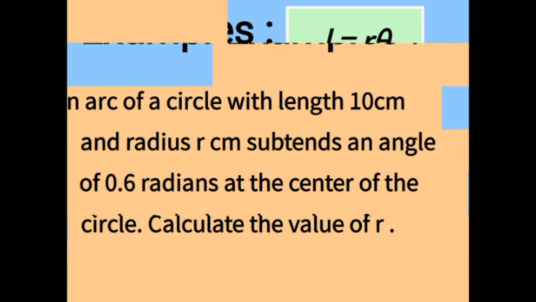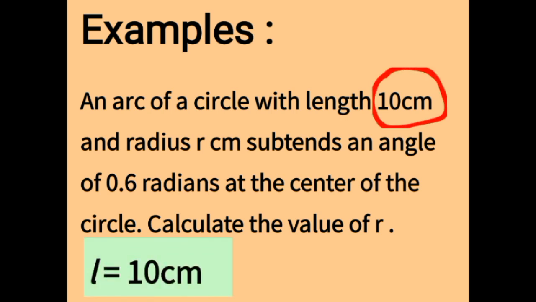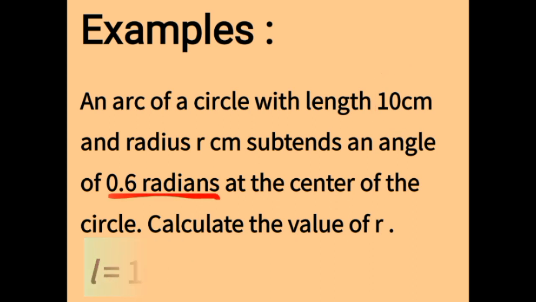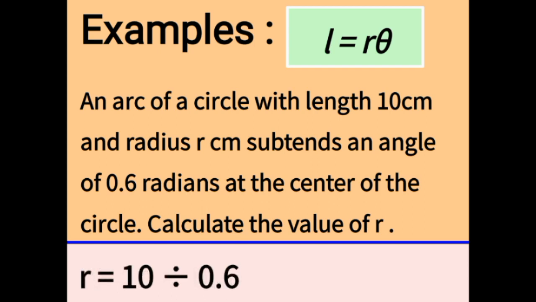An arc of a circle with length 10 cm and radius r cm subtends an angle of 0.6 radians at the center of the circle. Calculate the value of r. So here the arc length is 10 cm, so L equals 10 cm, and the angle the arc subtends at the center of the circle is 0.6 radians, so theta equals 0.6 radians. Now using the formula L equals r theta, 10 equals r times 0.6. r equals 10 divided by 0.6, r equals 50 over 3 centimeters.